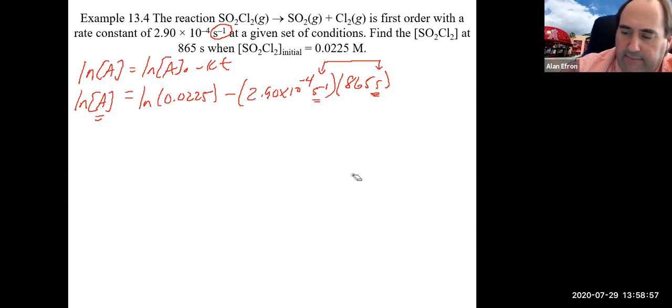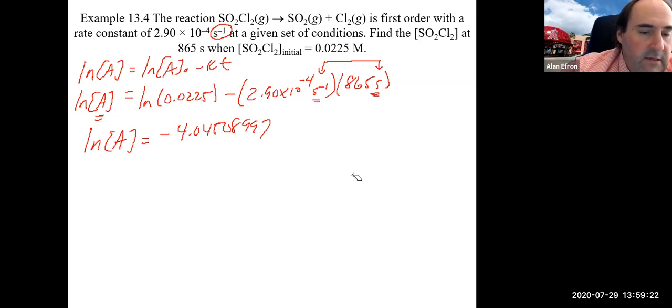And if we clean up the right-hand side there, natural log of 0.0225 minus 2.9 to the minus 4 times 865 gives us the natural log of A equals something like minus 4.04508997. To get rid of that natural log, we need to take e to both sides, basically.